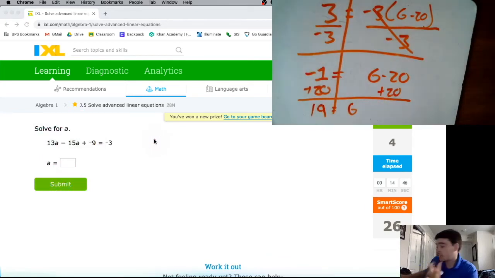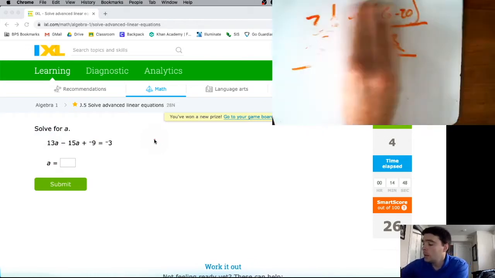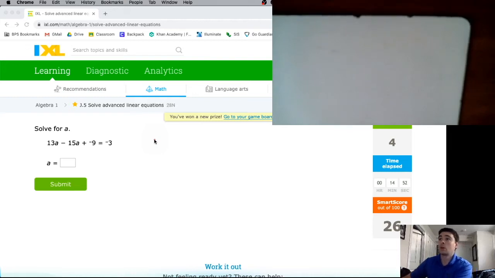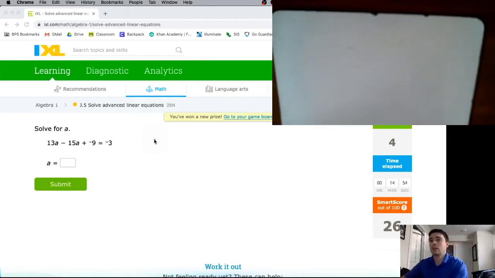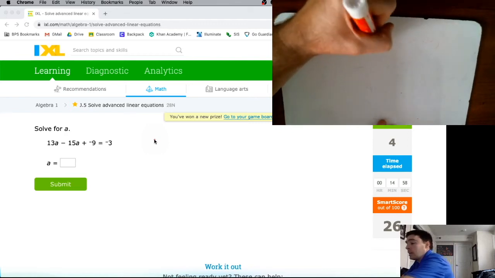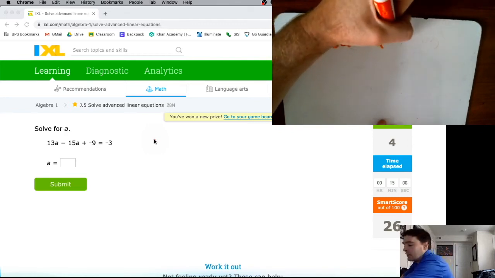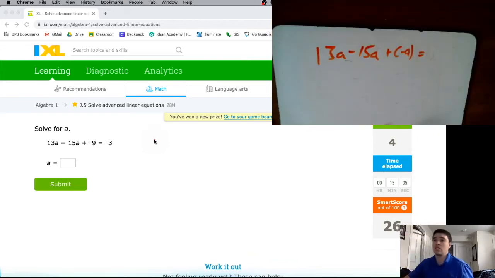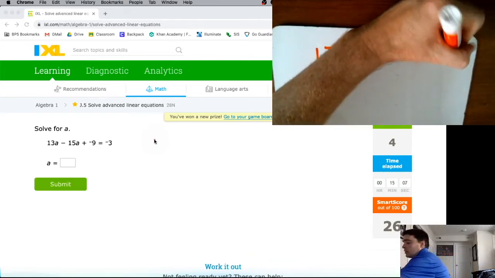All right, our next question. Nothing's in parentheses, so the way in which this is an advanced equation is they're putting more terms in this equation. We see 13a minus 15a plus -9, and all of that's on the left side of the equation. Then the equal sign shows up. Then we have the -3.